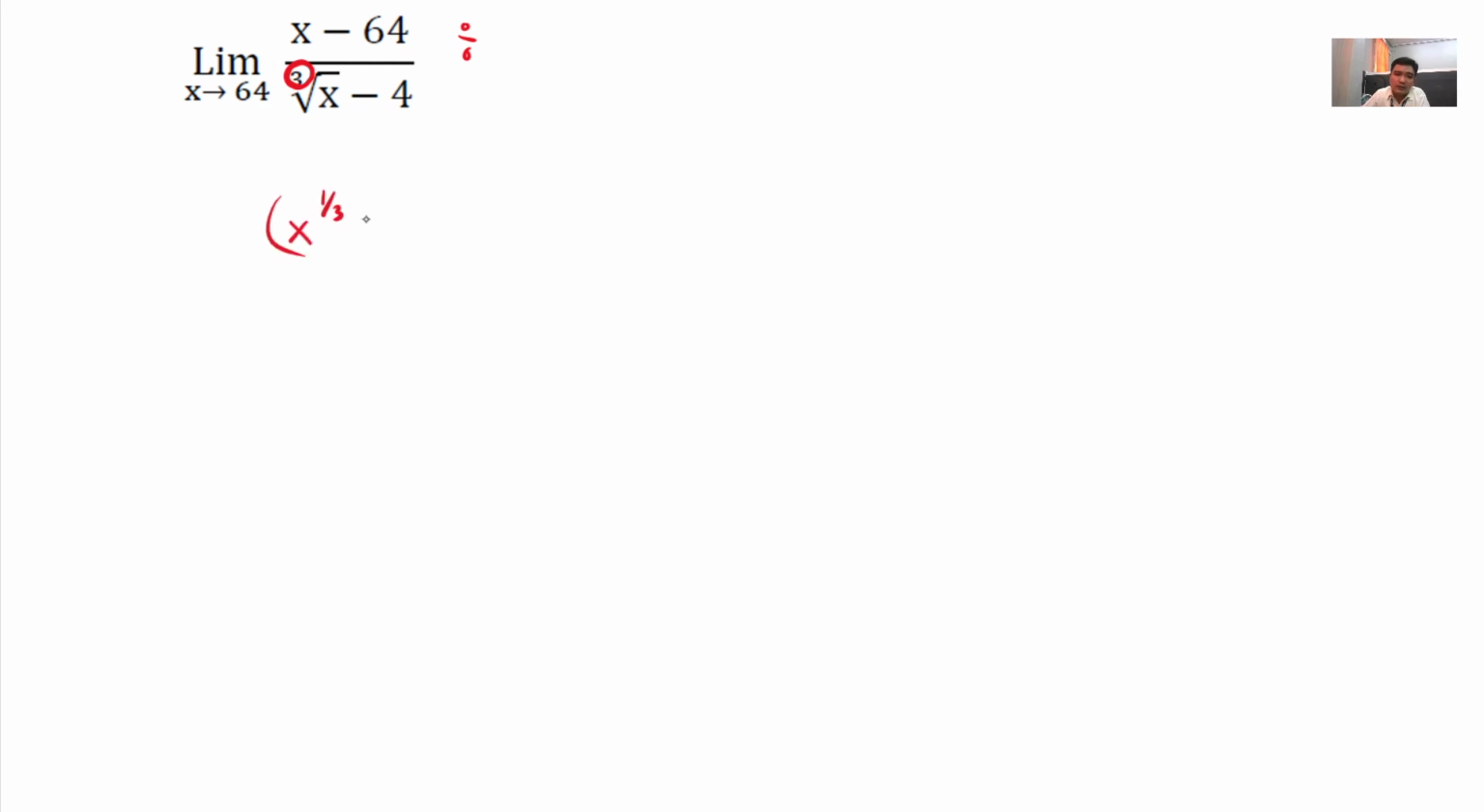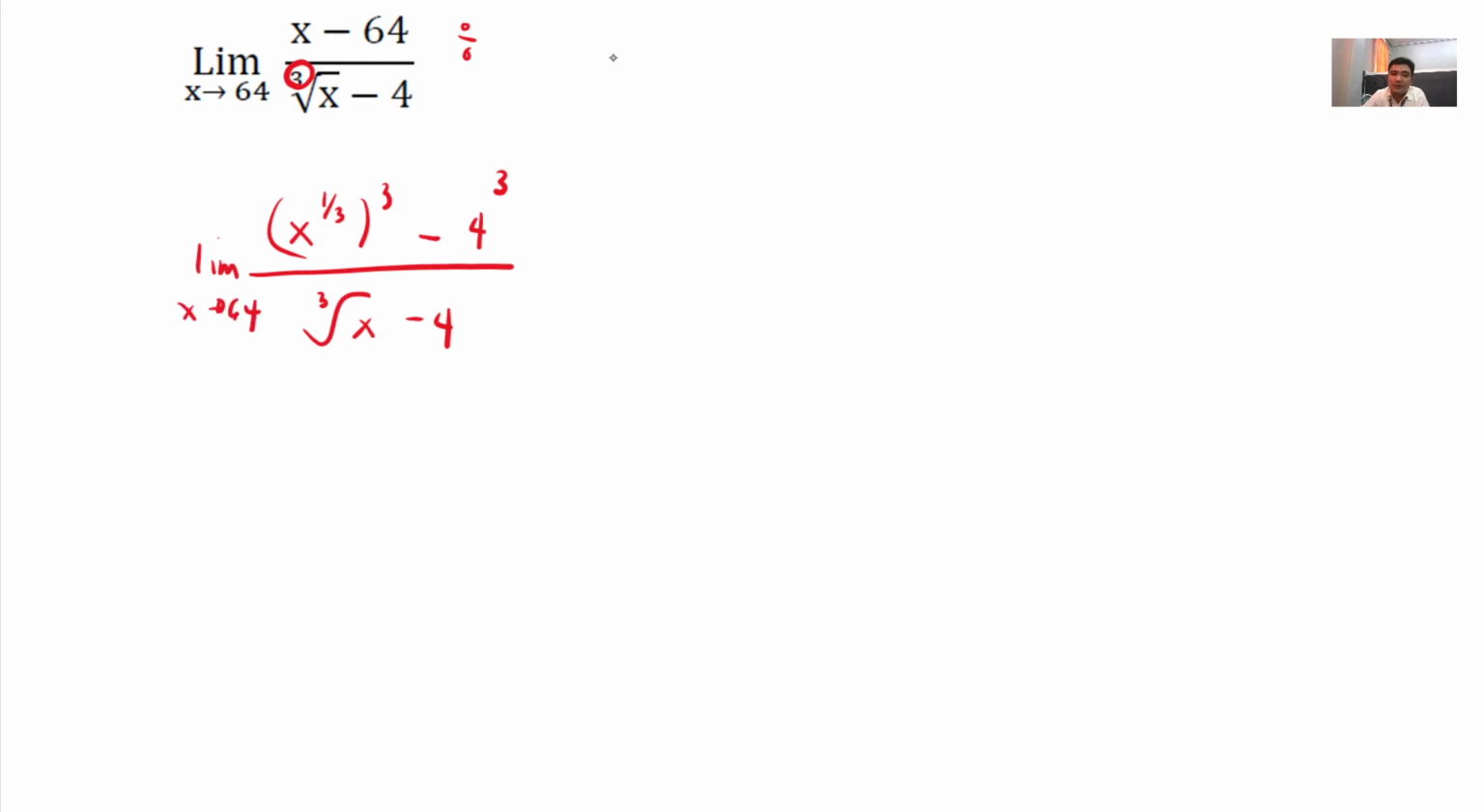Sir, paano 'yun? Hindi naman siya perfect cube. 'Di ba pwede lang ganyan, class? x raised to 1/3, raised to 3. 'Di ba? Yung 1/3 times 3 is still 1, so x lang din 'yan. Minus, 'di ba, that is 4 cubed. Ang 64 is 4 cubed. 4 times 4 times 4 is 64. Tama? Yan, all over cube root of x minus 4.